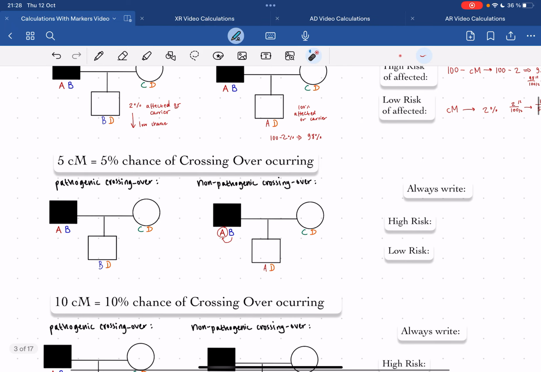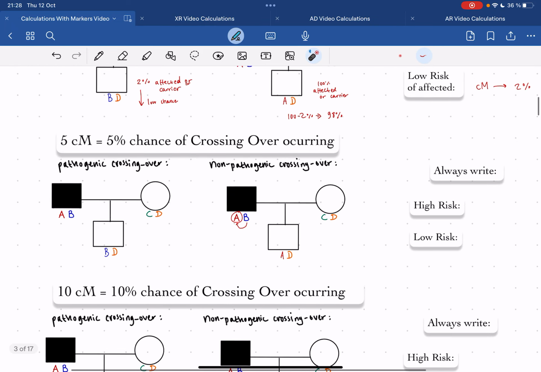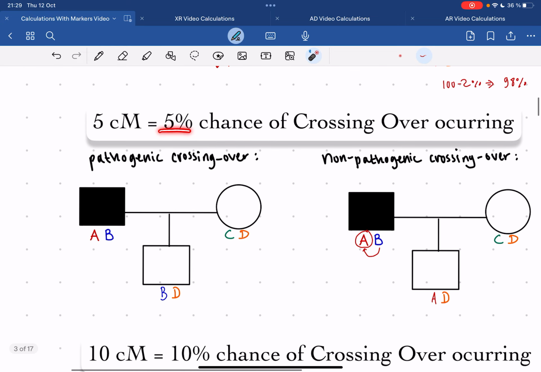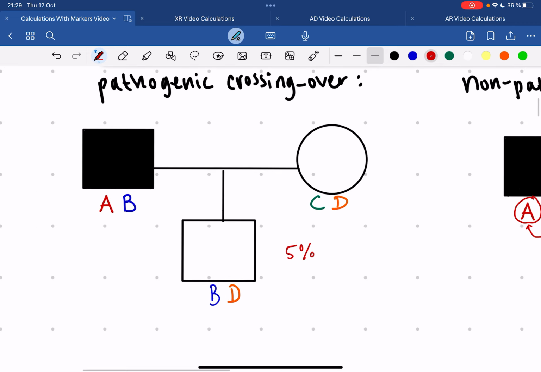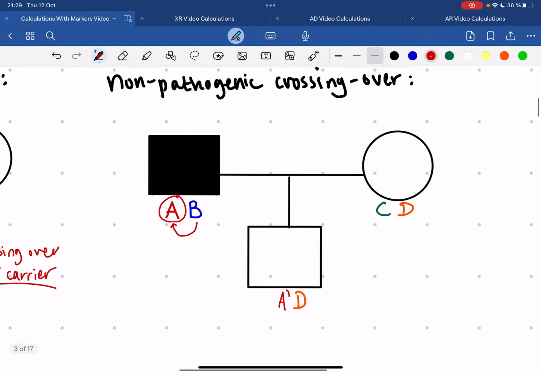Now to go into another example, so this is a little bit easier to understand. Here we have a 5% chance, 5 centimorgans, for crossing over to occur. So here, with this person having a marker that marks for non-pathogenic alleles, there's still a 5% chance for crossing over to occur, meaning there's a 5% chance for this person to be either affected or a carrier. Here, this person actually has the marker that marks for pathogenic allele, meaning that there is a chance that this healthy B has copied into this unhealthy A.